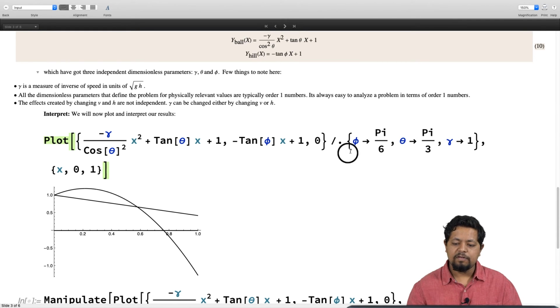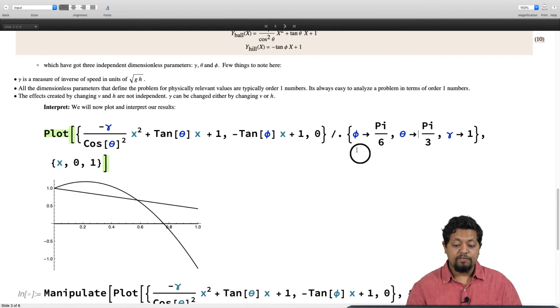So you will always tend to pick some order 1 numbers for these quantities. That is why I set gamma equal to 1. Too small values of gamma or too large values of gamma will end up giving you unphysical situations. If I plot all of these 3 things with these values of theta, phi and gamma, I get these 3 curves, and for this particular case, these 3 choices, I do get a solution.